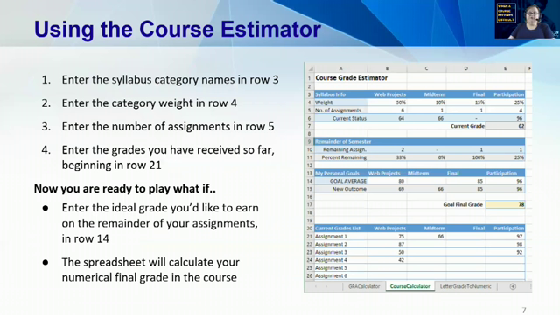Jane has filled in those 4 categories. Up here, she's typed in web projects, midterm, final, and participation in row 3. She's entered the weight that the instructor gave for each of those categories in row 4 and figured out the total number of assignments in row 5. For example, there are a total of 6 web projects over the entire course, so she's entered a 6 here. The instructor gives out 4 separate participation grades throughout the course, so she's entered a 4 over here.